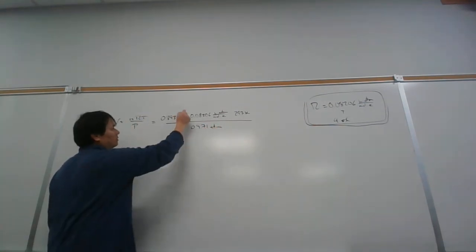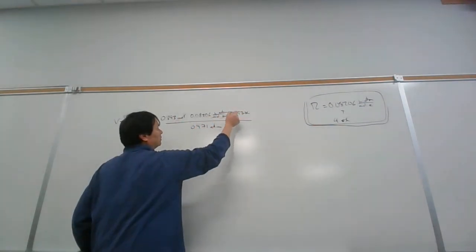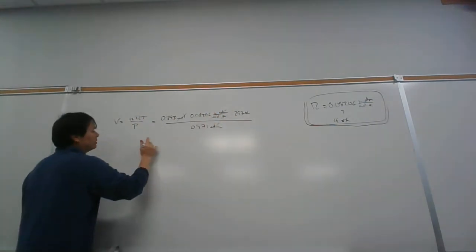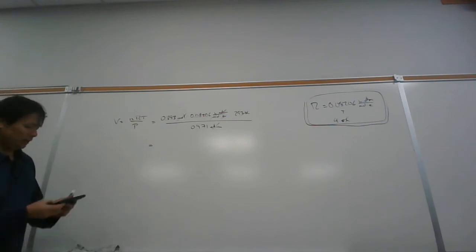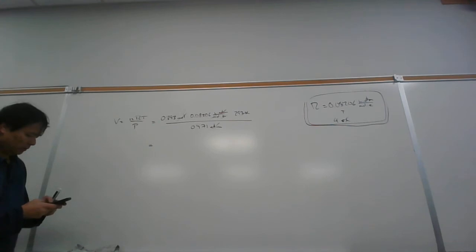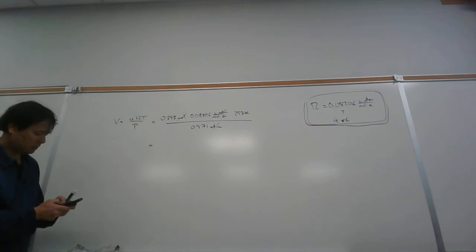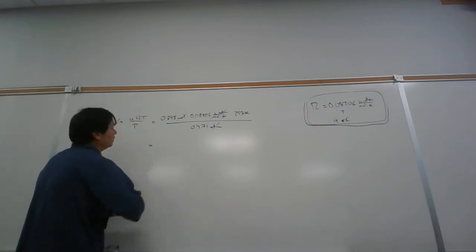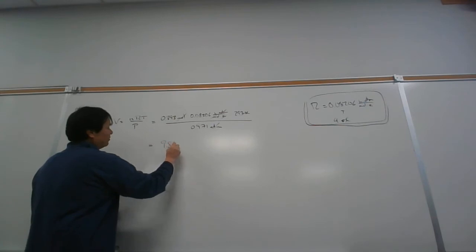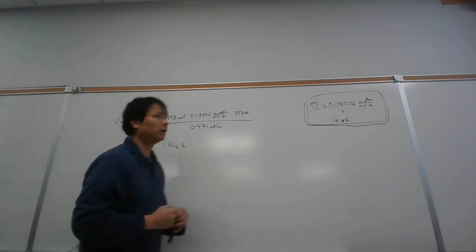And so we take a look at the units. The moles cancel, the Kelvin cancel, the atmospheres cancel, and that leaves us with liters. Liters is what we want. So we can go ahead and calculate this. 0.393 times 0.08206 times 297 divided by 0.971. That's 9.864 liters of nitrogen gas.